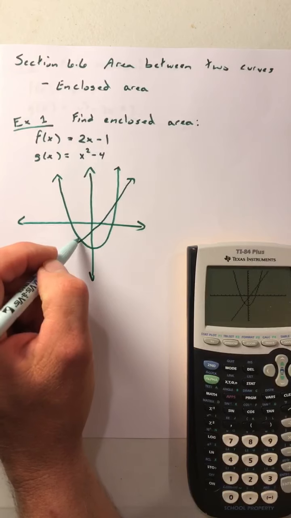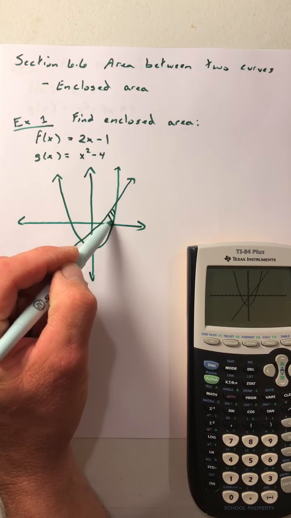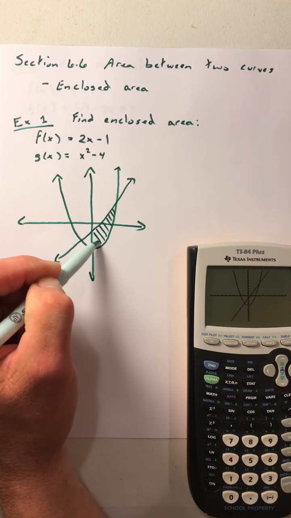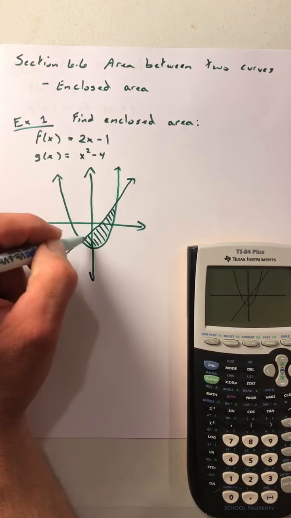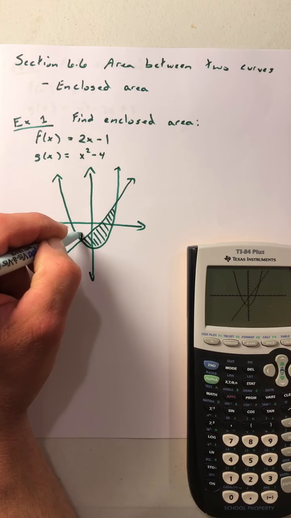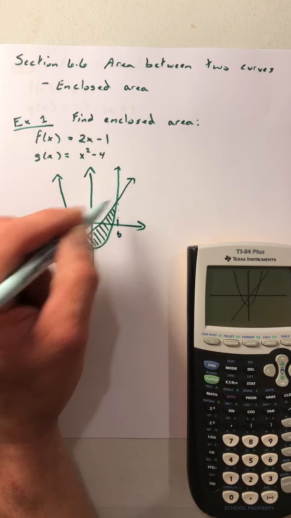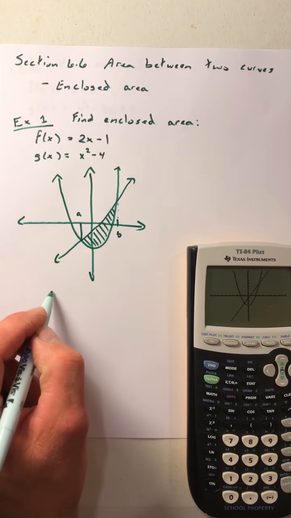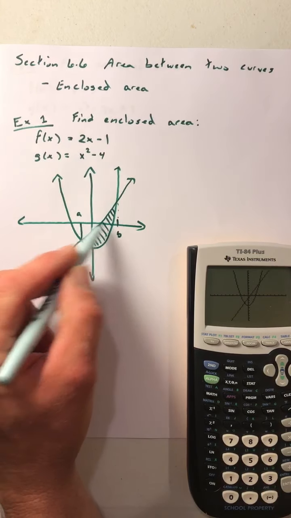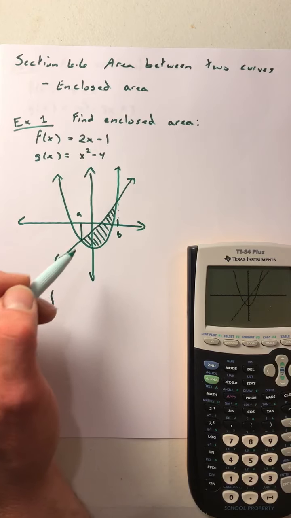So what we're going to do is find, hopefully, that our enclosed area is right here. And we're interested in this entire area. So we've got to find this A value and this B value so that we can integrate. We should see that we're integrating from A to B of that linear function minus the bottom curve, which is that quadratic.